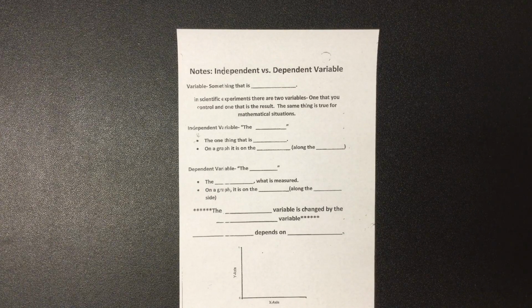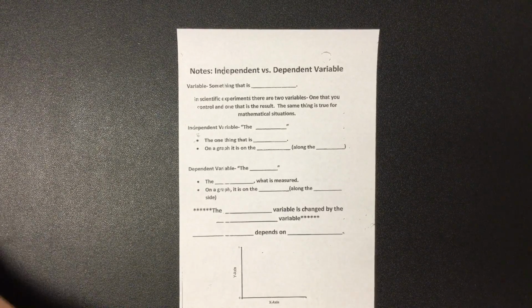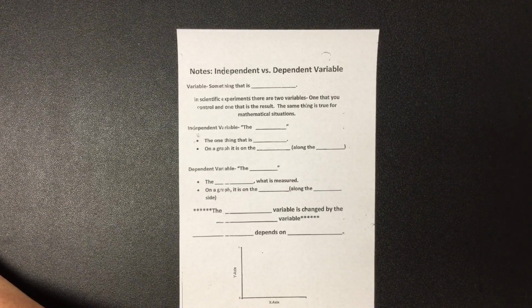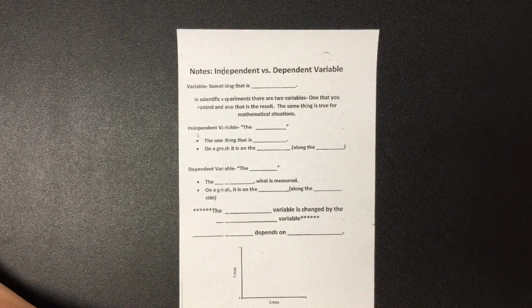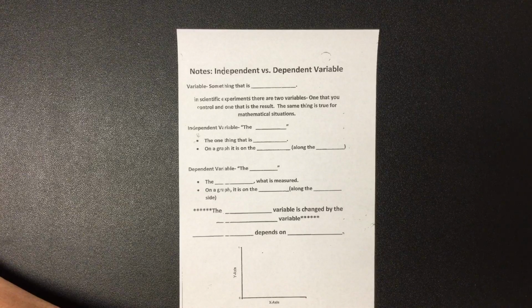Okay, so now that we know what a variable is, or we reviewed what a variable is, let's talk about independent and dependent variables. So, let's make it real simple. I'm going to give you a statement with the word dependent in it and a statement with the word independent in it. And from that statement, you're going to be able to find out the definition of a dependent and an independent. So, if I were to say, Jake can get dressed independently, what does that mean?